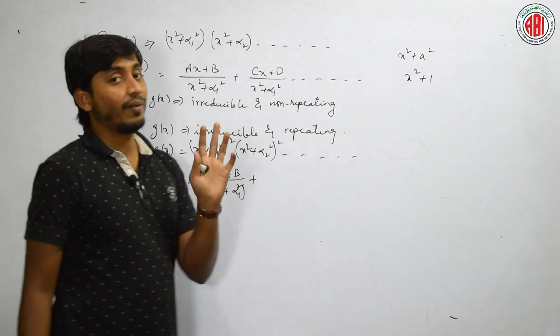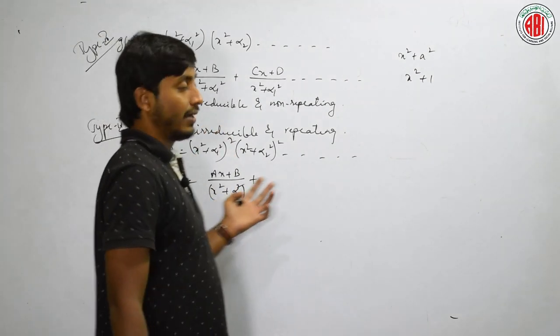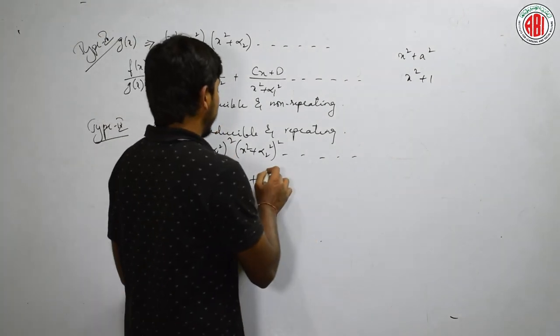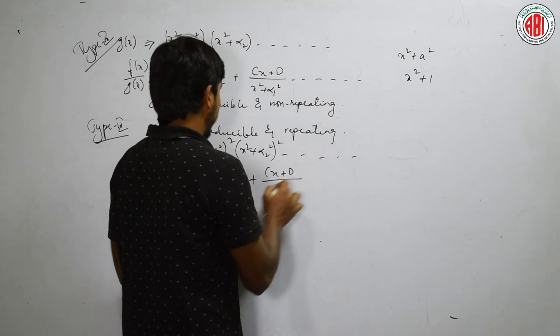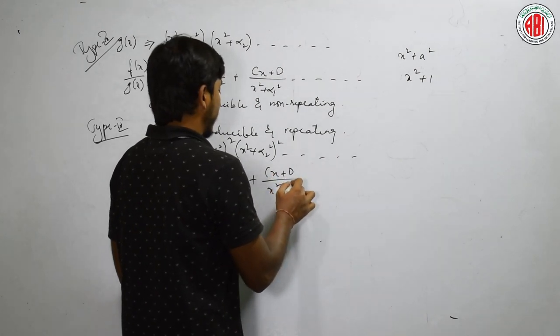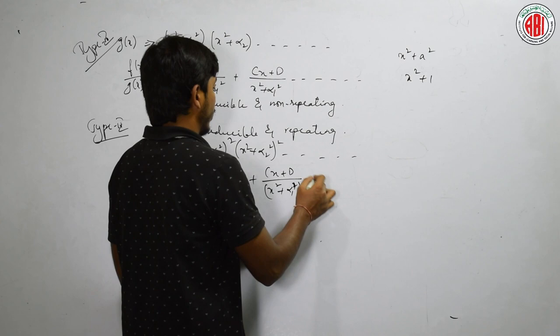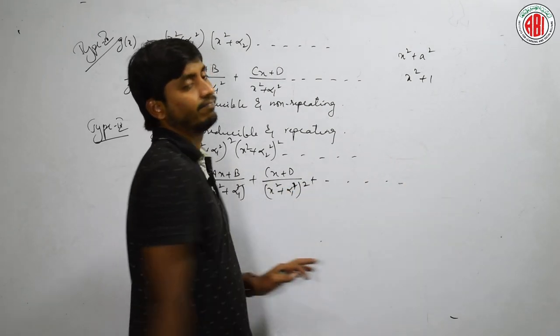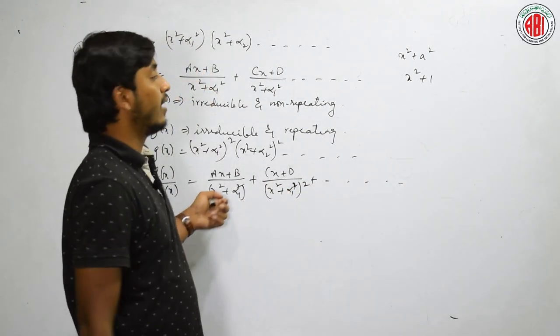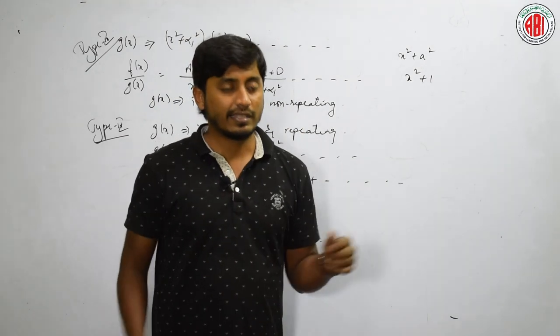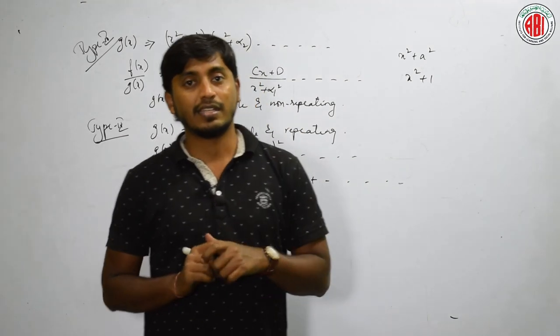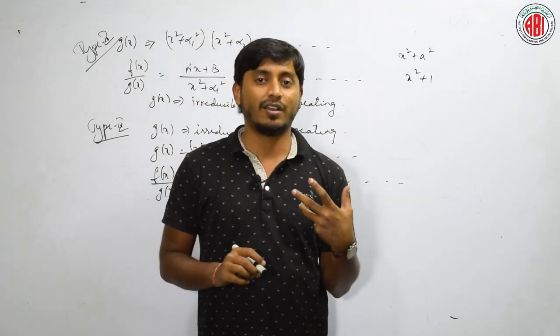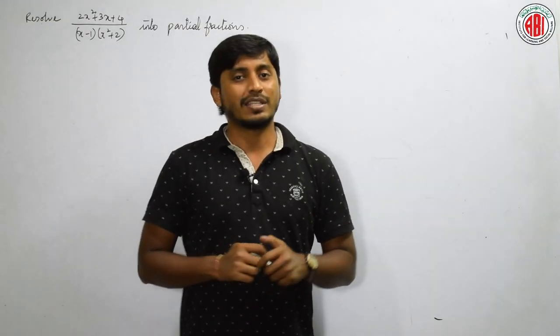plus, what will be the next term? Again, the same term squared, that is, cx plus d by x square plus alpha 1 square whole square, and so on. Is it right? Can we solve this kind of questions? Shall we start doing this type 3 and type 4? Let's do. Check the question here.